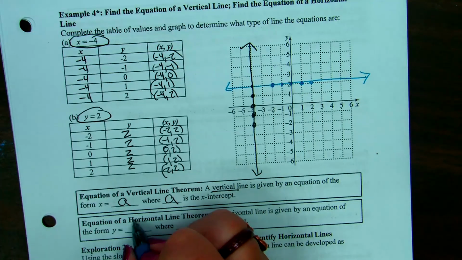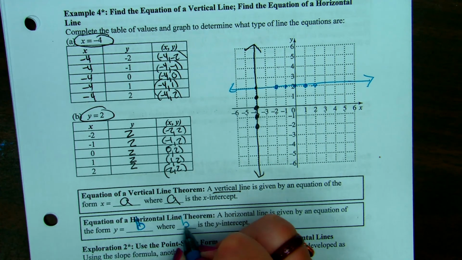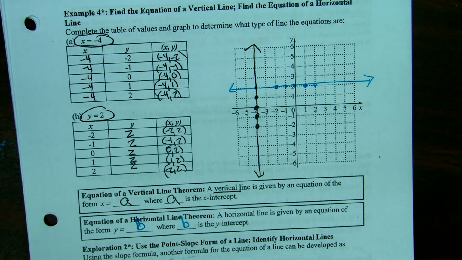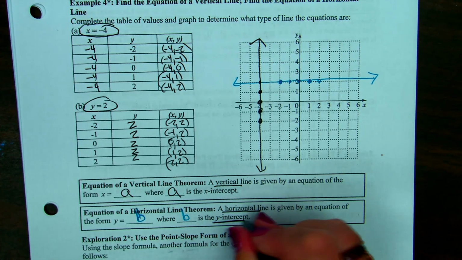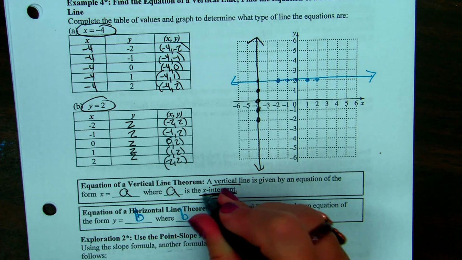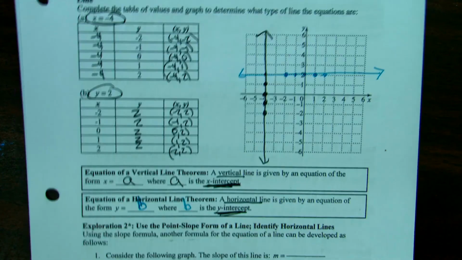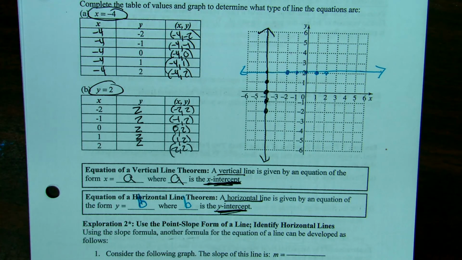So it's y equals b, where b is the y-intercept for a horizontal line, and a is the x-intercept. So we only have a little bit more, but I'm going to stop this video and start the next one.